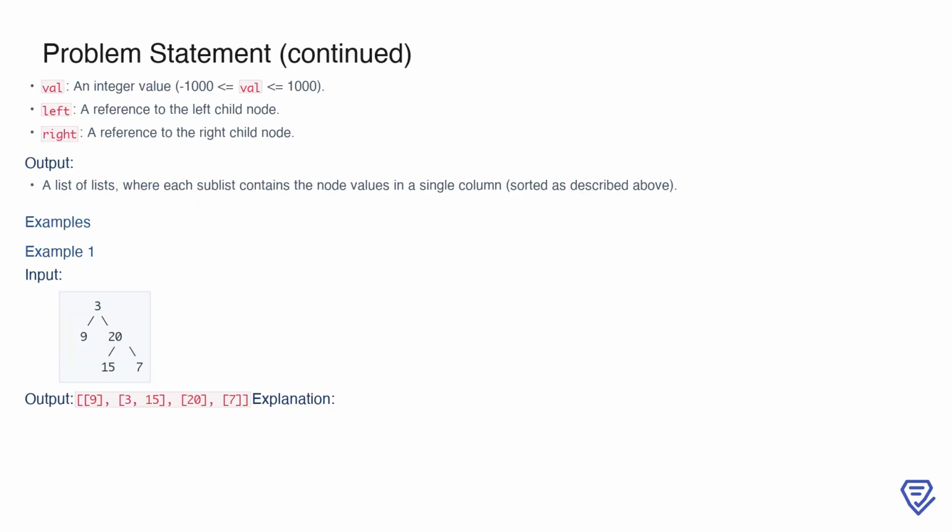The input to this problem will be the root of a binary tree. Each node in the tree contains three attributes: val, which is the integer value of the node, and left and right, which are references to the node's left and right children, respectively. The constraints specify that the tree can have up to 1,000 nodes, and the value of each node will be an integer in the range from -1,000 to 1,000. The output of the function is a list of lists, where each sublist contains the node values that belong to a specific column. These values will be sorted according to the rules of row and column order described earlier.